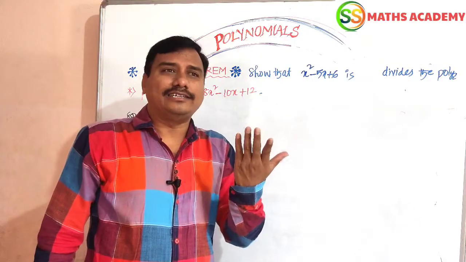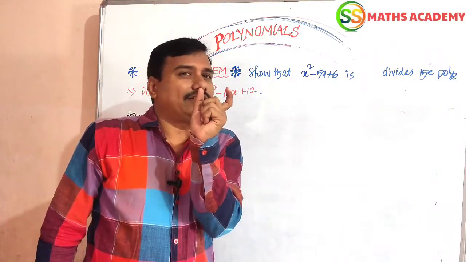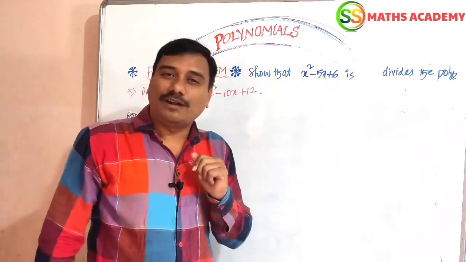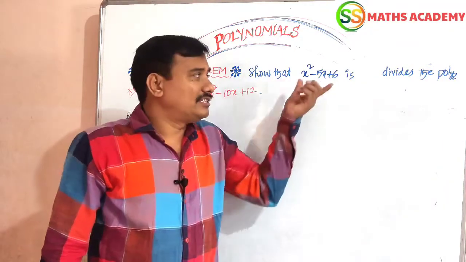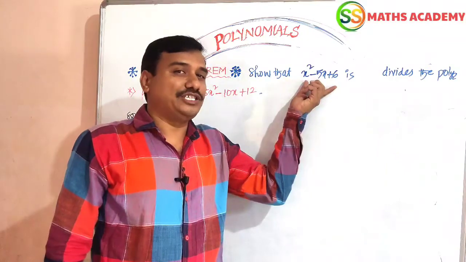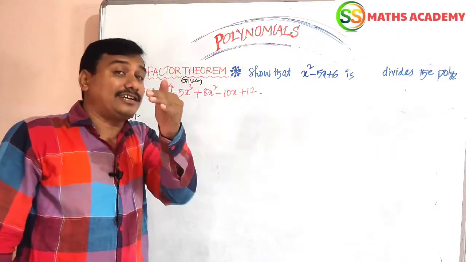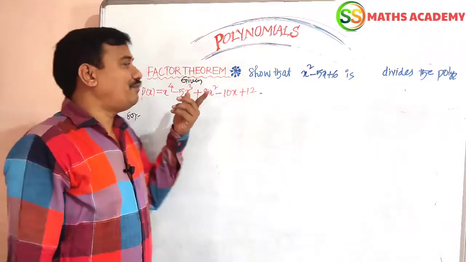Actually, everybody thinks like that. With a factor, we should get a linear factor. But here a quadratic polynomial is given. Now, in this way, we have to do it simply. Find the factors of this quadratic, and those factors are also factors of P of x.